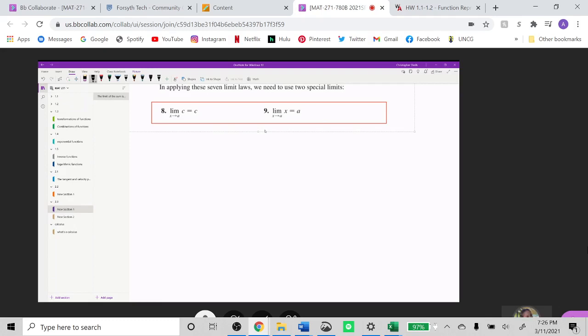Is that the same for c, or was c just a constant? C is just a constant here. So this is just saying that any arbitrary limit of a constant is just that constant. Because constants have the same value no matter what, right? Constants, if we were to graph them, are horizontal lines.